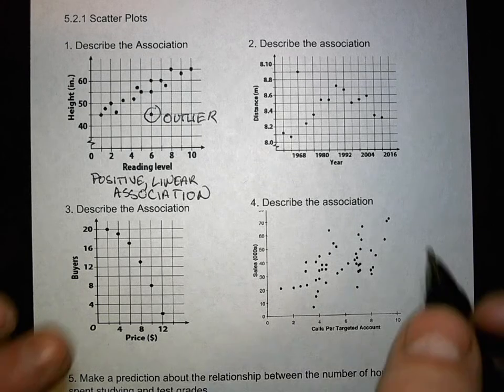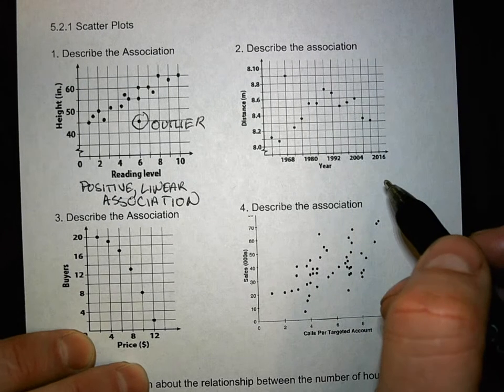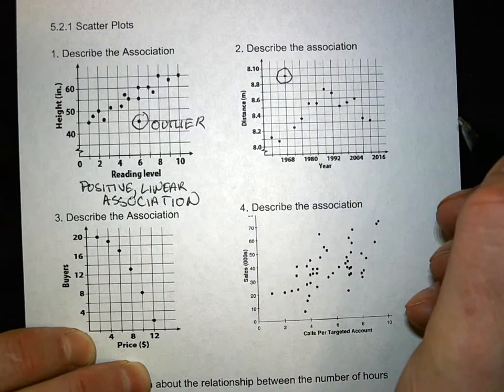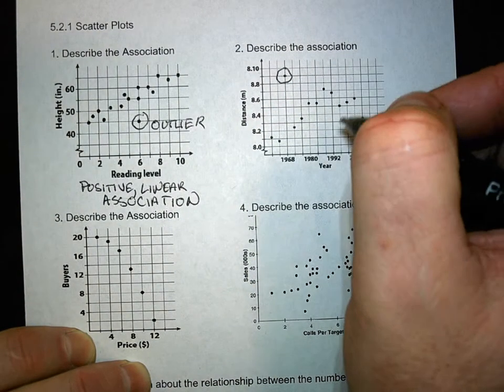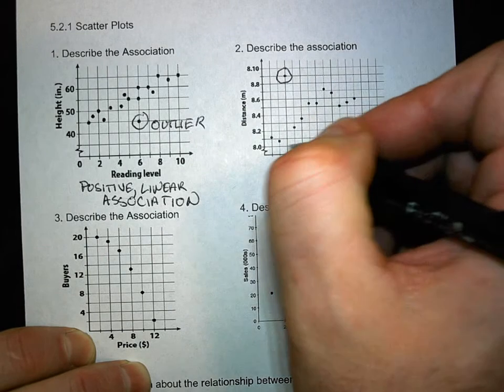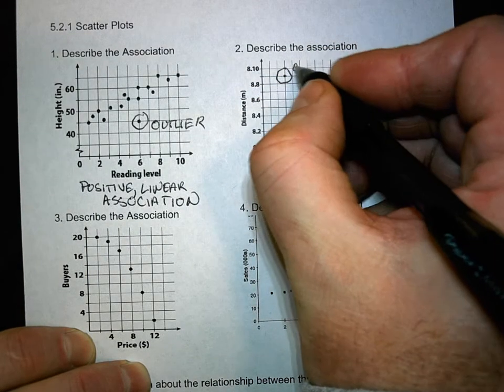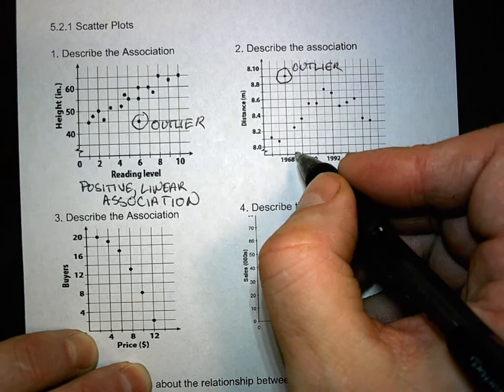All right, let's look at this one. What kind of association do you see? Well, let's identify this dude. There's a lot of outliers. That dude is definitely an outlier. This is the distance people jumped in the different years. He jumped really high. Yeah, he's definitely an outlier, though.